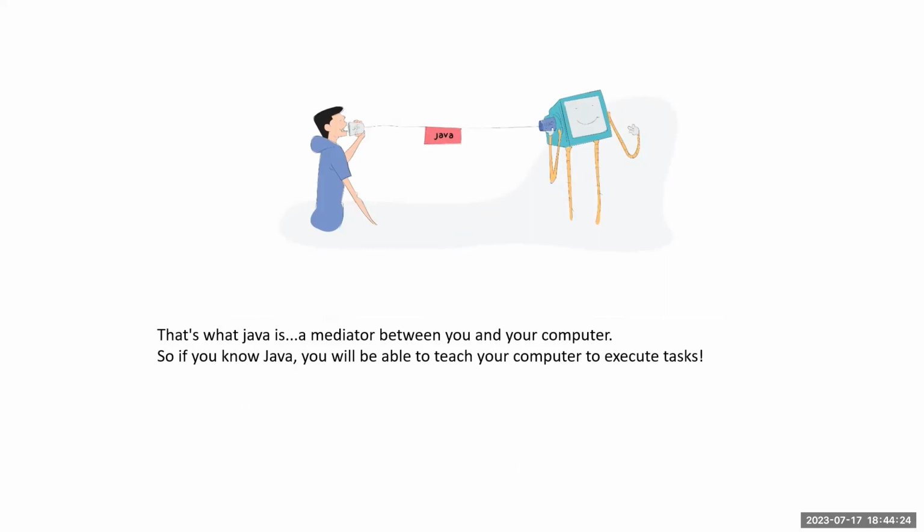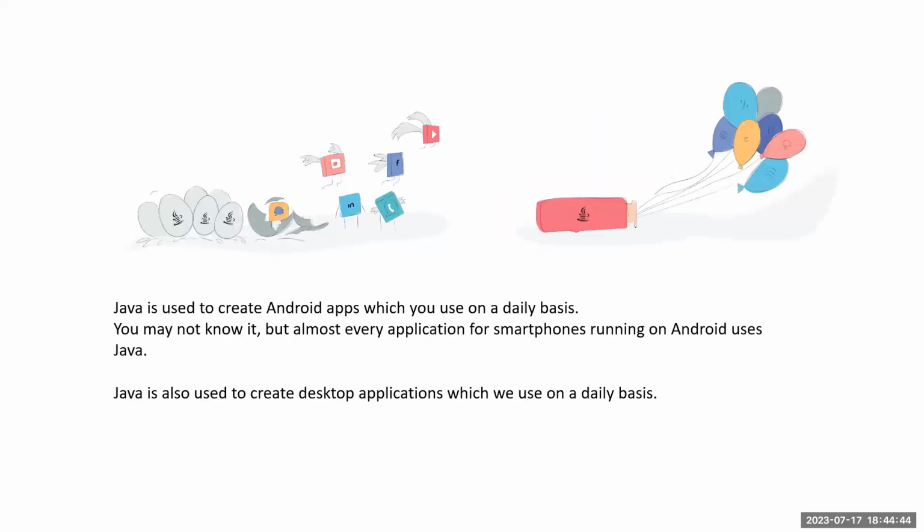As we already mentioned, a computer requires some understanding, so we require a mediator, and we use Java as the mediator for our course. Whatever we want to tell the computer to execute, we'll do through Java programming. And where is Java exactly used?